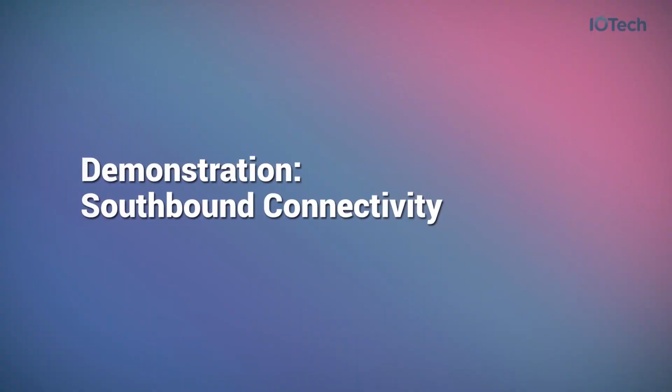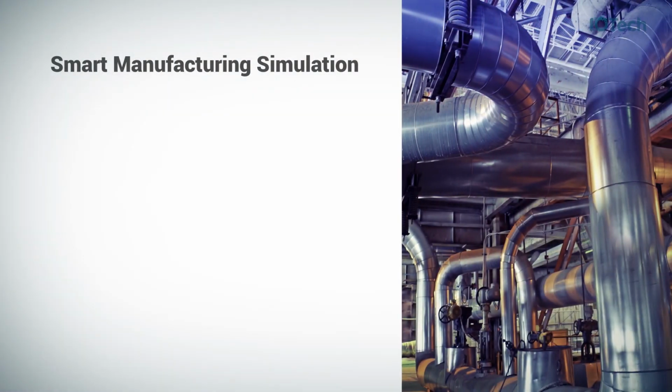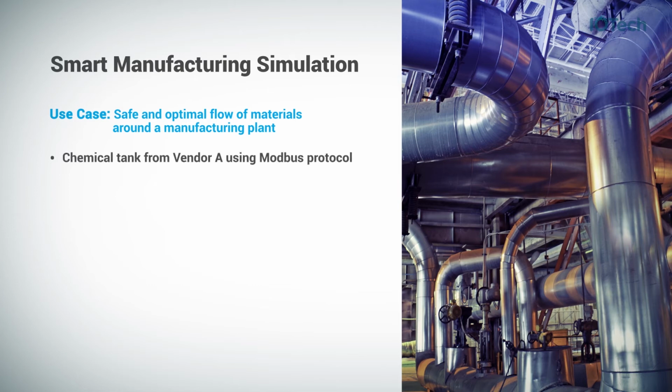Hi everyone, and thanks a lot, Jim. Okay, so in our demonstration, we're going to be modelling some of the connectivity and interoperability required in a smart manufacturing plant. The use case we're going to show is about the controlled and optimised flow of materials and liquids between containers around the plant. We're going to connect up sensors on a chemical tank container from a vendor that communicates via Modbus TCP, and also a mechanised outlet valve on the tank supplied by a different vendor which is communicating using OPC UA.